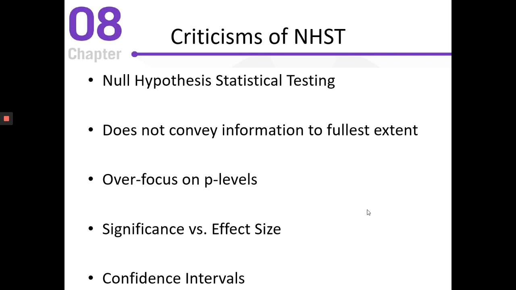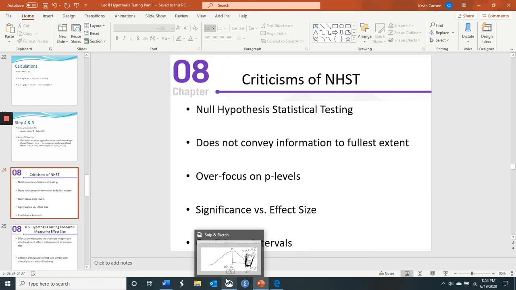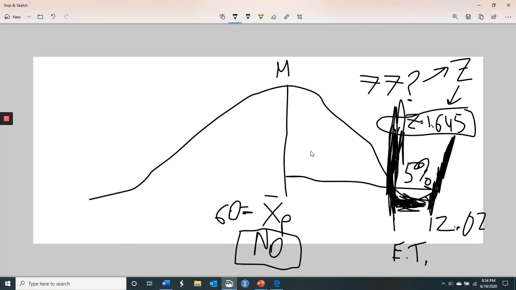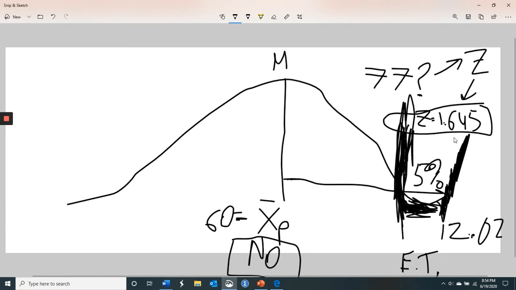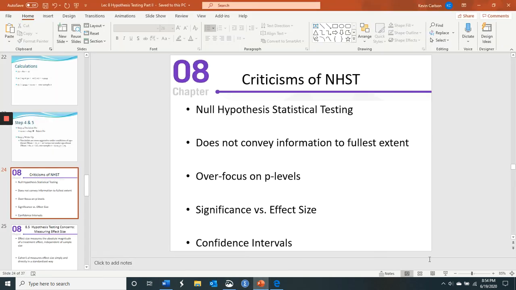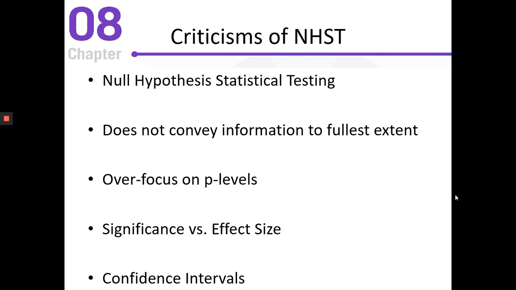So we just taught you what's called null hypothesis statistical testing, which is this whole thing about the line, which I think I still have. It's about this probability. You know, what's the probability that you would have an ego threat aggression score way over here? What's the probability? Well, the probability is less than 0.05. That's what we mean by null hypothesis statistical testing. So there are criticisms of this approach. It doesn't tell us everything.